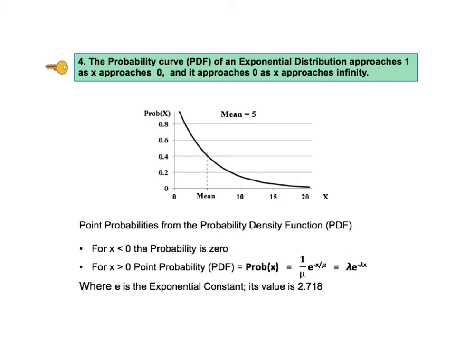Now, unless we're in a science fiction movie, time does not move backwards, so the exponential distribution does not extend into negative values for x, which is usually time. So the probability is 0 of x being less than 0. For x greater than 0, the probability of x is 1 over mu times e to the power of the quantity negative x divided by mu, where e is the exponential constant whose value is 2.718. And since 1 over the mean mu equals lambda, the rate, then the probability of x is lambda times e to the power of the quantity negative lambda times x.